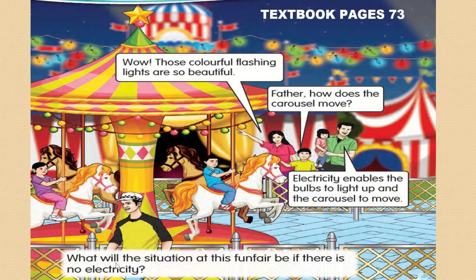Now, what will the situation at this funfair be if there is no electricity? If there is no electricity at this funfair, it means that the bulb cannot light up and the carousel cannot move. Everything stops and we are in the dark because the bulb cannot light up.